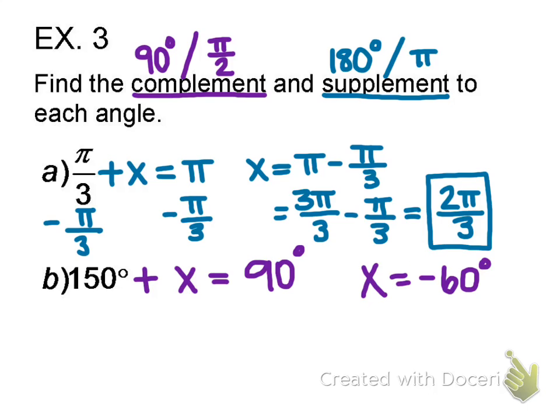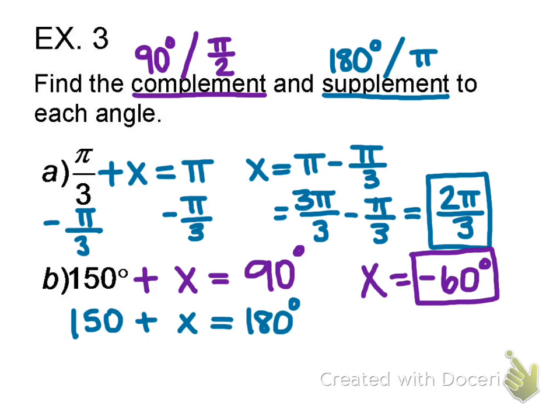So for the supplement, we're going to do 150 plus something equals 180. So we're going to subtract 150 from 180, and that's going to give us 30 degrees as the supplementary angle. Okay, so complement adds to equal 90 degrees or pi over 2. Supplement adds to equal 180 degrees or pi.